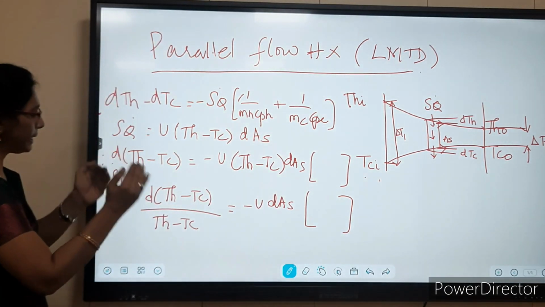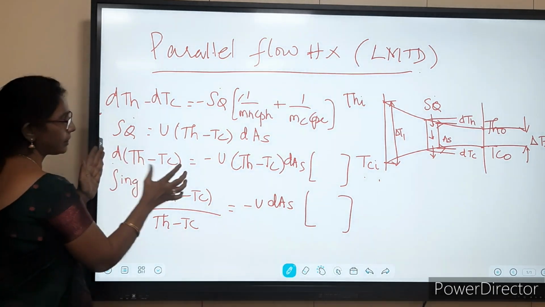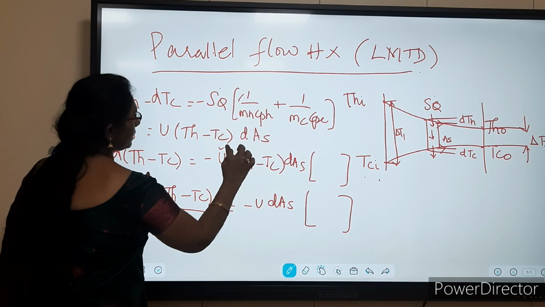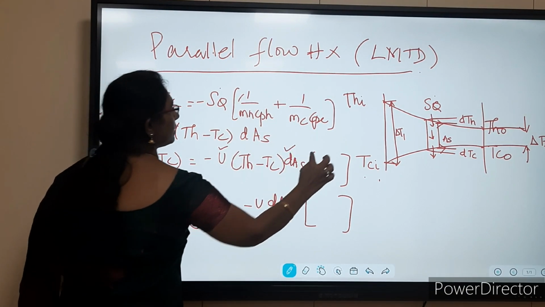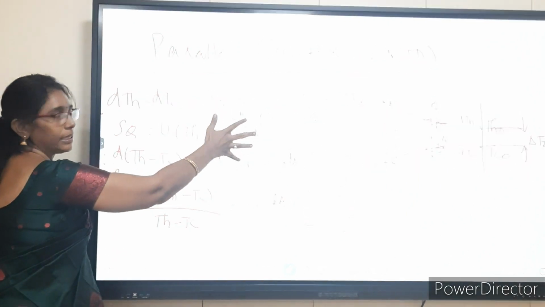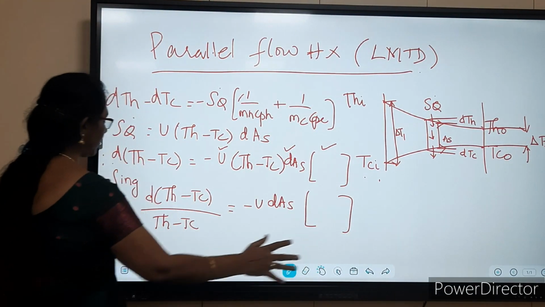Right? Now again rearranging this equation, I am bringing this to the left hand side, d of TH minus TC divided by TH minus TC, and on the right hand side you will have this minus U term, dAS term, and whatever in the brackets. In the brackets we have this heat capacity rate, right? That is 1 by mH CPH plus 1 by mC CPC that we have.